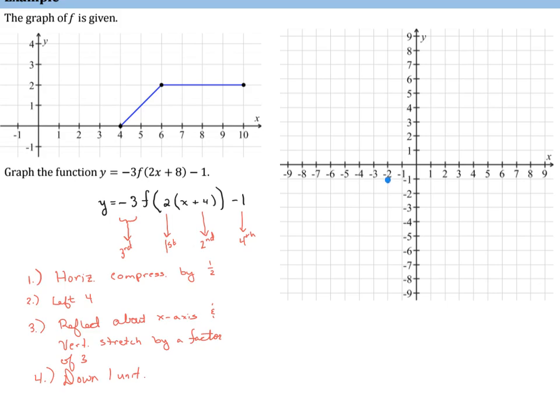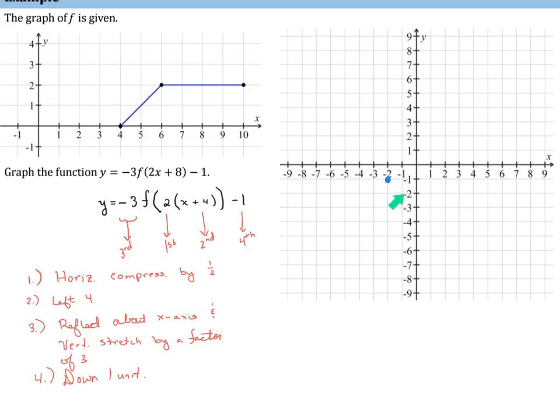Now, we have the point (6, 2). So (6, 2) compressed horizontally by a factor of a half means that it will move half the distance, or it will shrink the distance to the y-axis by half. So instead of 6 units away, it will be 3 units away. Then we will move 4 units to the left. 1, 2, 3, 4. Now we need to reflect about the x-axis. So instead of at (-1, 2), we're going to be at (-1, -2).